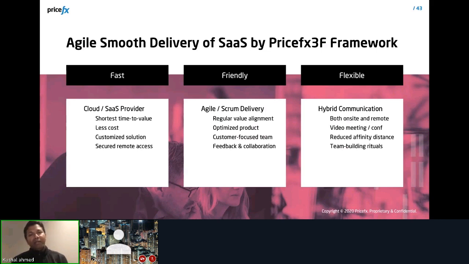For the flexible part, we do take a hybrid communication approach, where we always do remote communications, and if possible on-site communication. We'll have video conferencing, and we'll make sure we reduce the affinity distance by having some rituals or touch points, or even spending some happy hours online.